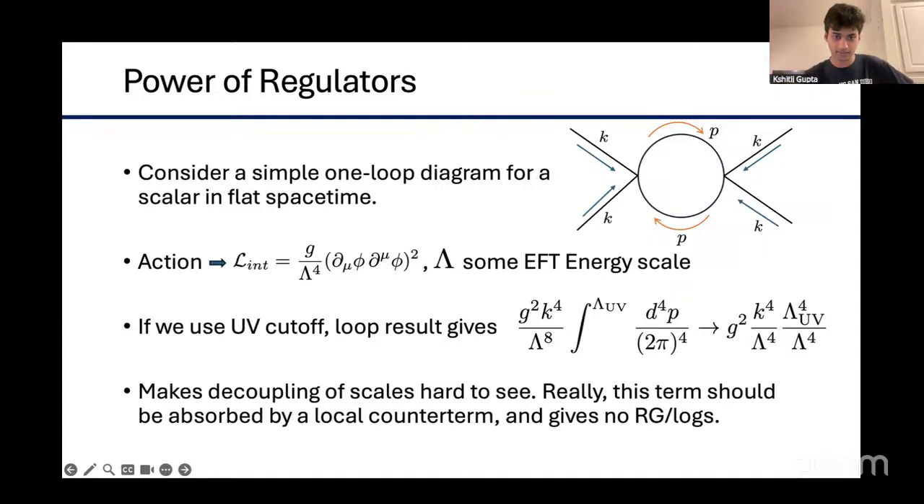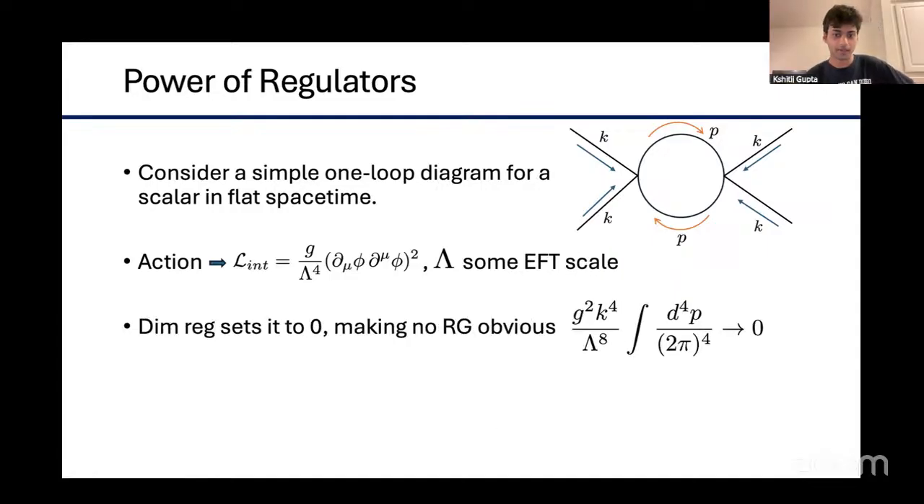So this is the hard cutoff version, but that is why we often use dimreg, because dimreg actually sets this directly to zero because it's a scaleless integral. That's one of the advantages, and it makes it obvious that this will not give rise to any RG. We didn't have to introduce counterterms or do any of that. So this is the way in which usually nice regulators work.